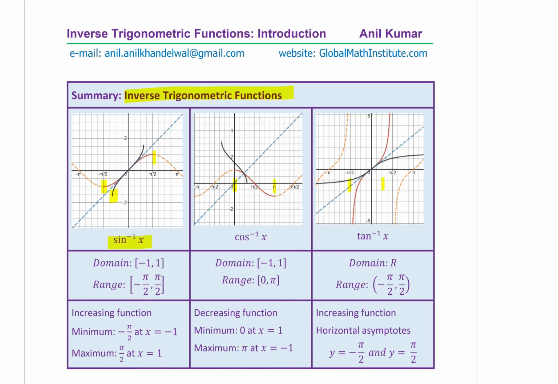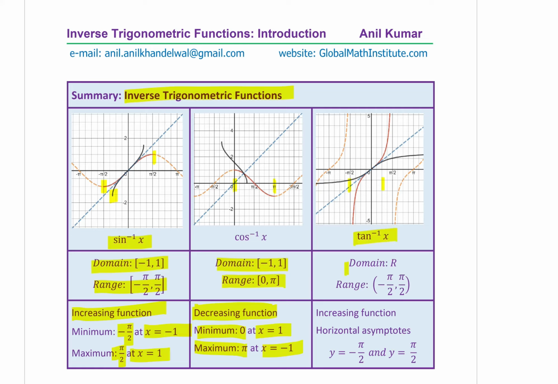For sine inverse function, the domain is from minus 1 to 1, range being minus pi by 2 to plus pi by 2. Sine inverse function is an increasing function with a minimum value of minus pi by 2 at x equals minus 1, and the maximum value of pi by 2 at x equals 1. For the cosine inverse function, domain is minus 1 to 1, range being 0 to pi. It is a decreasing function with minimum value of 0 at x equals 1, and the maximum value of pi at x equals minus 1. It is, as said, a decreasing function.